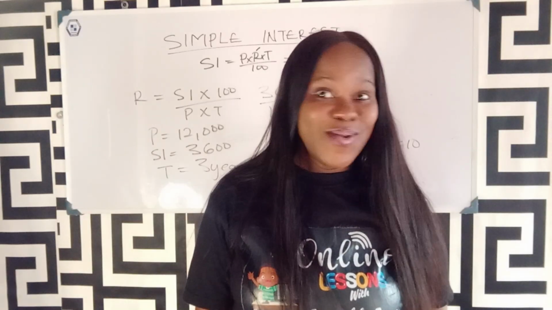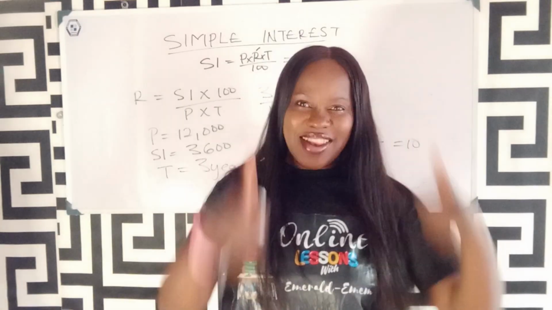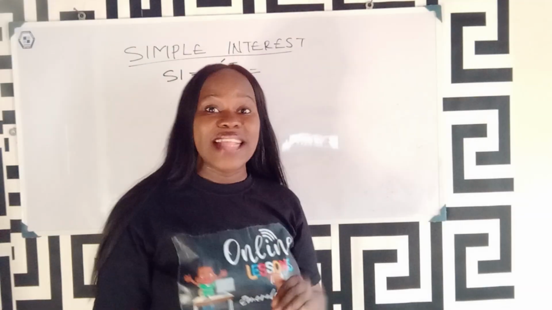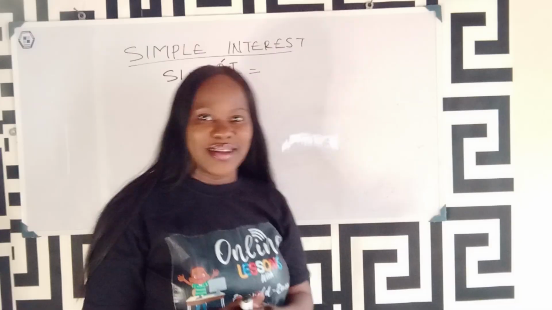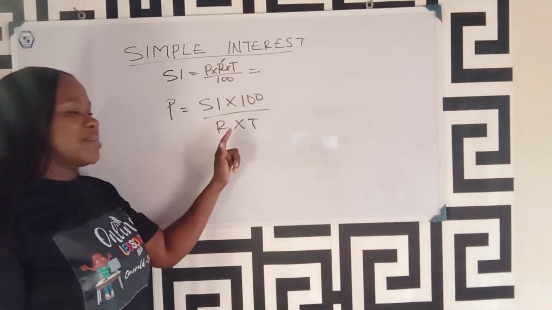Now that you've seen the scores, what did you score? I hope 100%. And to all of you that scored 100%, congratulations. Well done. So another thing we'll be looking at is the principal. How do you find the principal? So the principal is equal to simple interest times 100 all over rate times time.